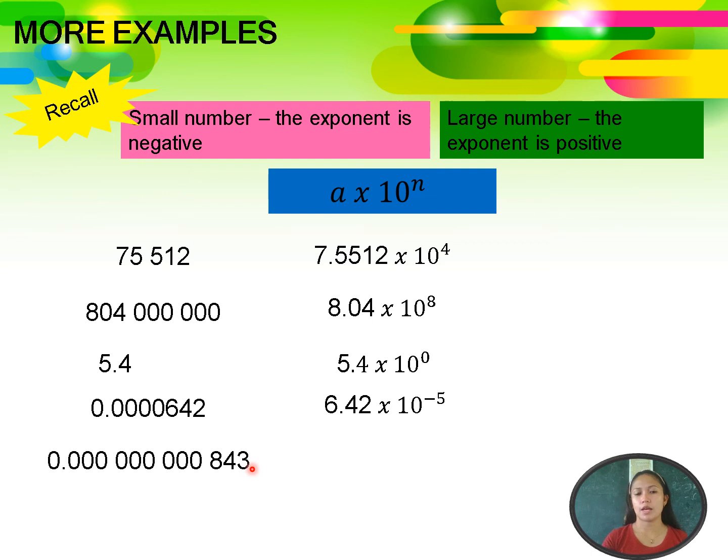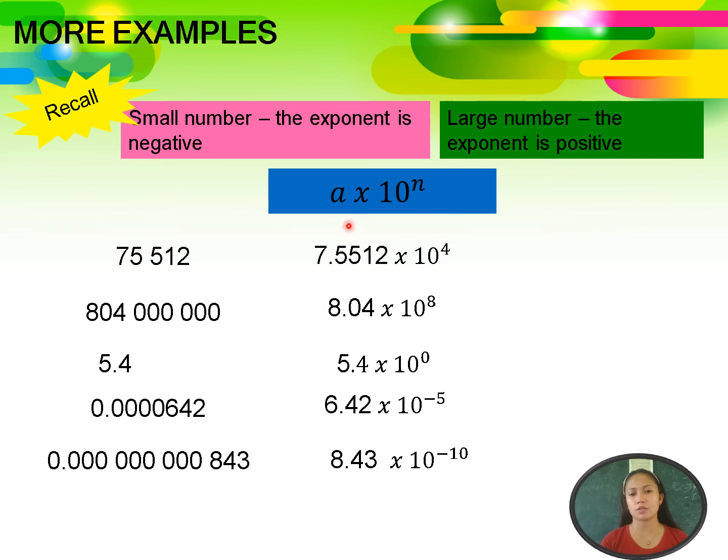0.00000000843. So that is equal to 8.43 times 10 to the power of negative 10. So we have here, first, we'll find ways to satisfy the first factor, a, so it should be greater than or equal to 1 but less than 10. So we'll move to the right. So 1, 2, 3, 4, 5, 6, 7, 8, 9, and 10. So we'll stop here. So we have here 8.43.